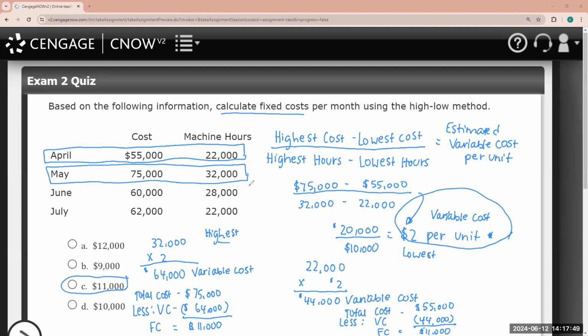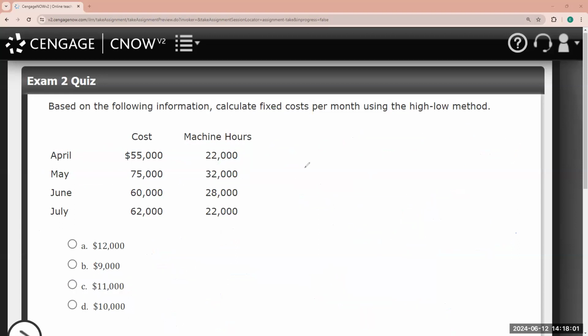And in the event that the question asked us to calculate the variable cost, the correct answer would be $2 per unit. So we'll move on to our next question.